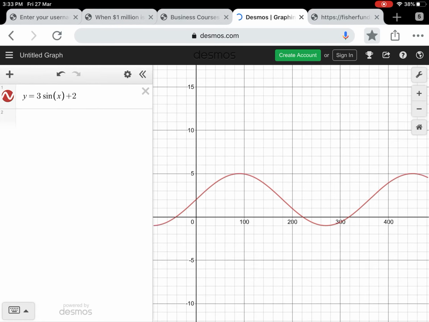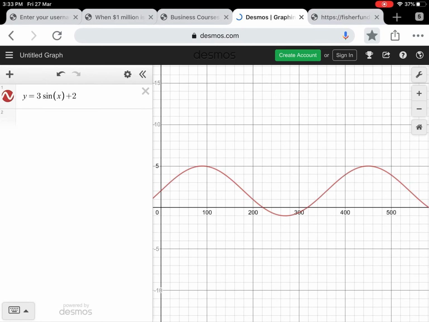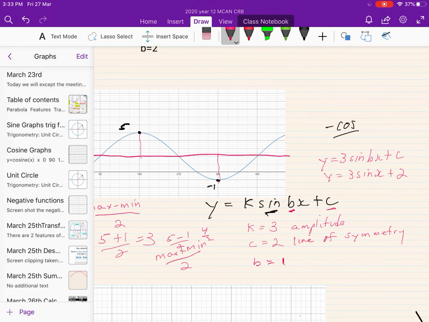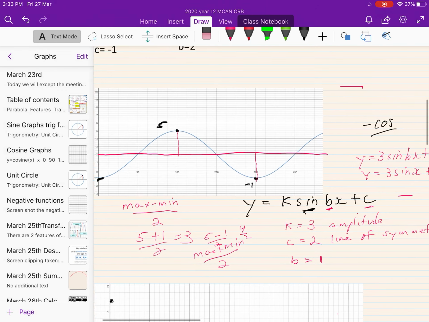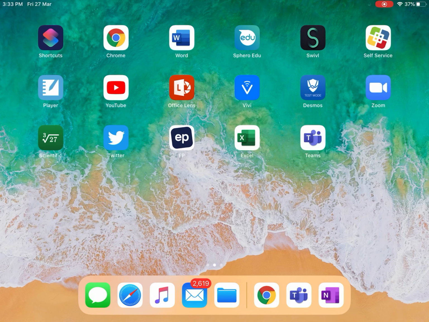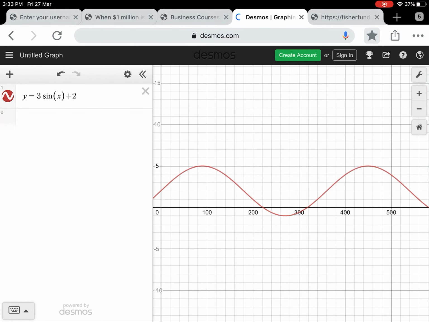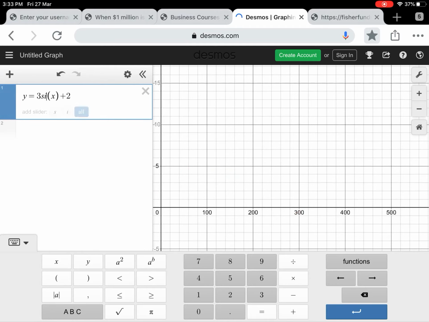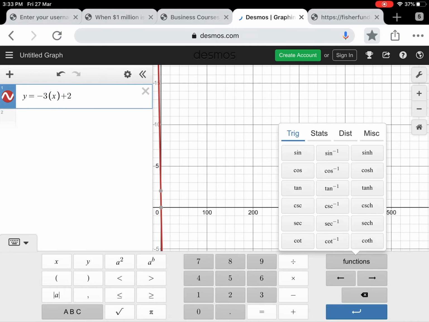Now, let's see if this graph looks like my other graph. Not sure. Doesn't look like that graph, does it? Okay, well, let's see if I flip this and put a negative out in front. 3 cosine.